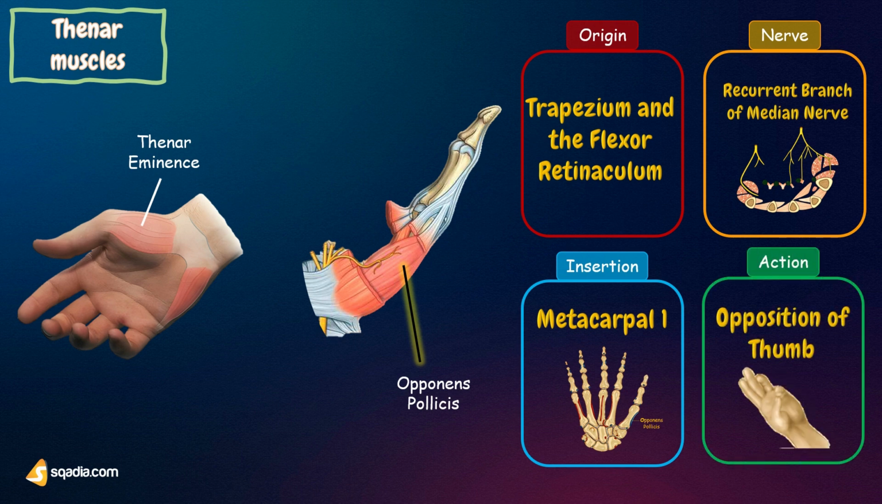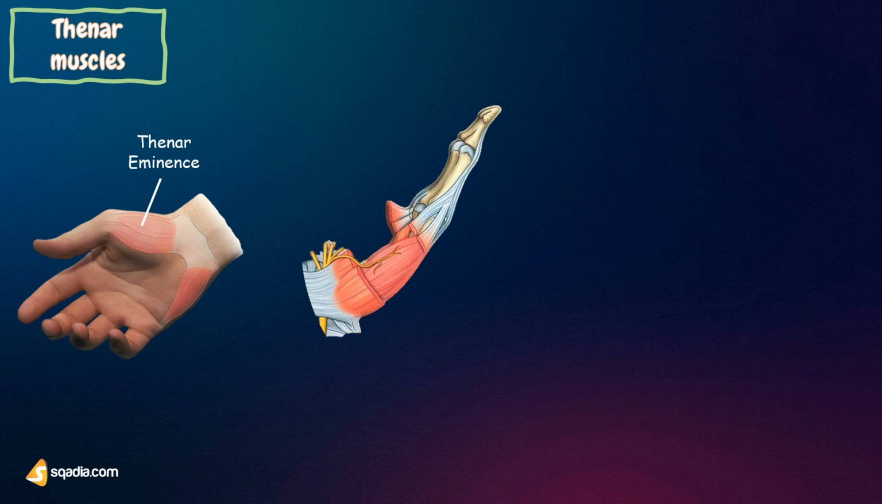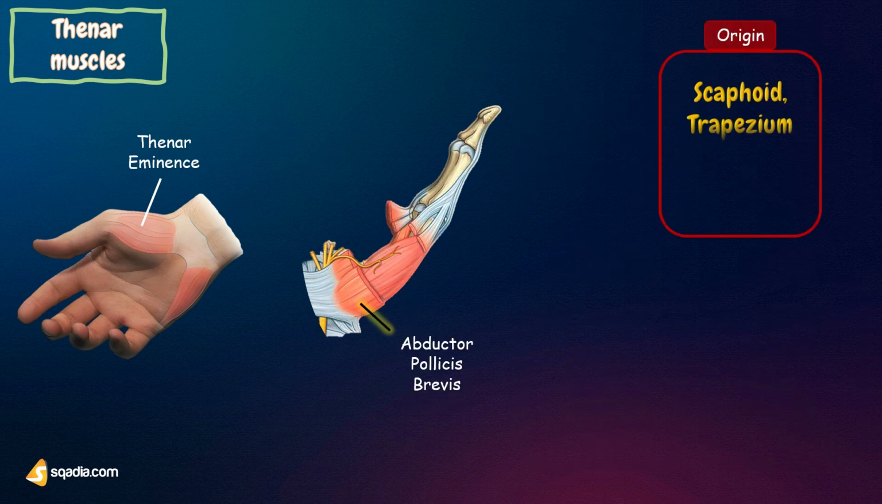The action of this muscle is the opposition of the thumb. The opponens pollicis rotates and flexes metacarpal one on the trapezium, bringing the pad of the thumb into a position facing the pads of the fingers. The next thenar muscle is the abductor pollicis brevis.